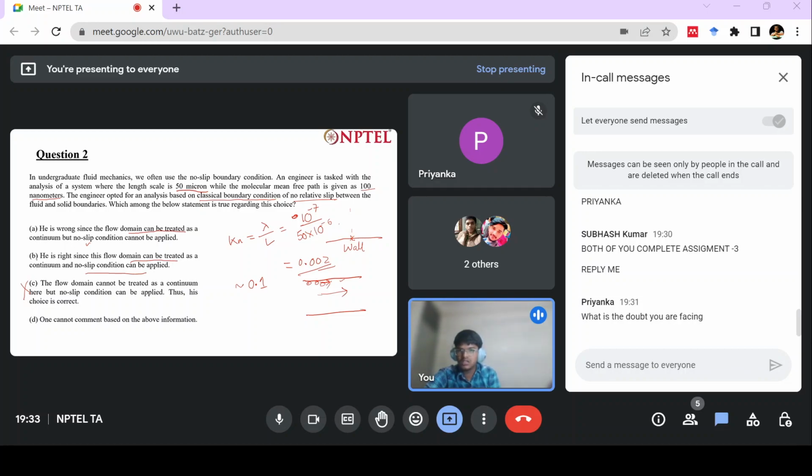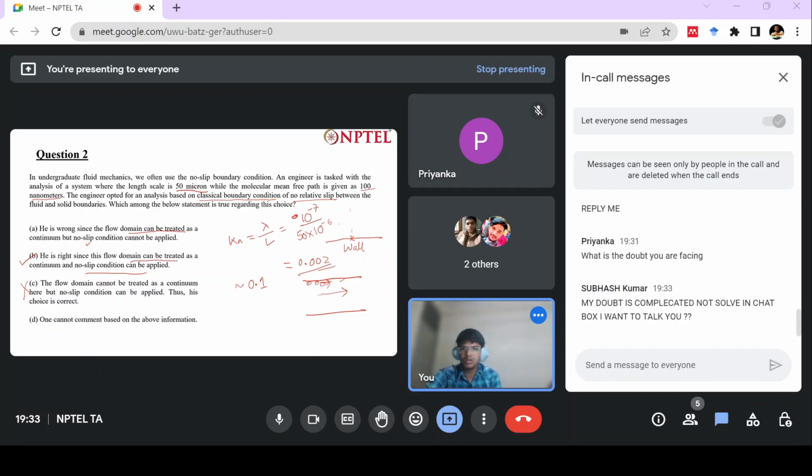So he is right. The flow domain can be treated as continuum, and no slip can be applied. Okay. So if you have any question regarding this Knudsen number and when we can take continuum and when we need to use other methods, and anything about the other methods, then you may ask me. This is like interaction only, so you may speak up and ask. There is no problem.